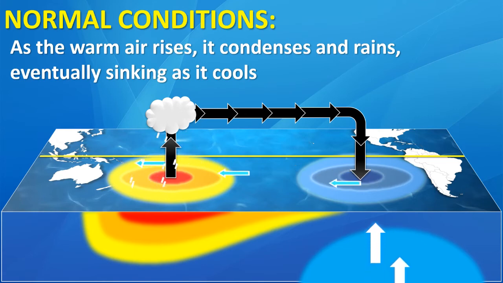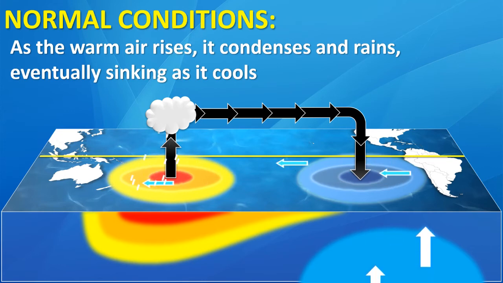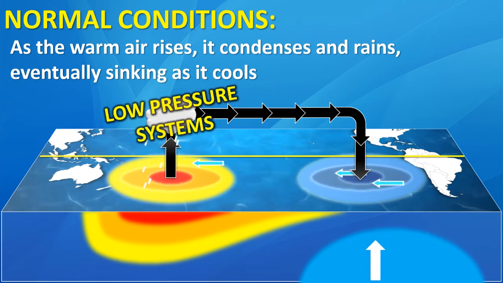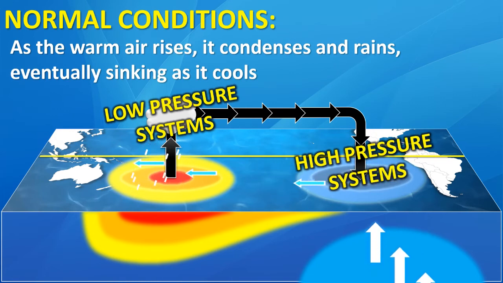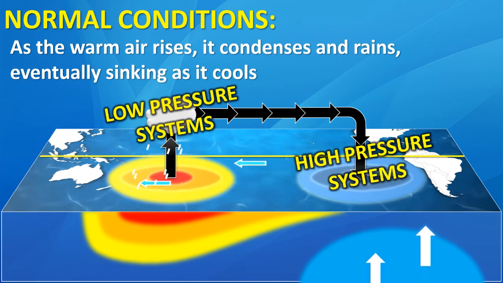But as the warm air starts to cool down, it will sink and create two things: a low pressure system on the west and a high pressure system on the east. Low pressure systems are covered in clouds, high pressure systems have clear blue skies, no clouds. So in this situation, very, very normal. That's what normally happens.